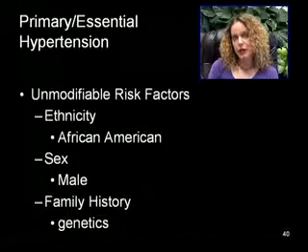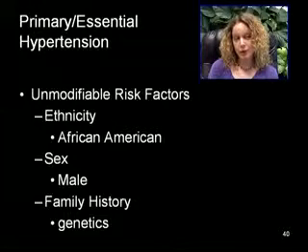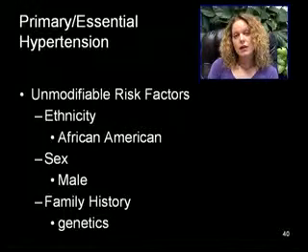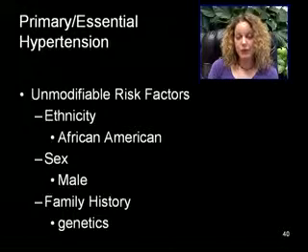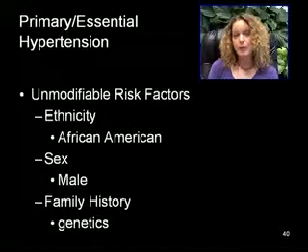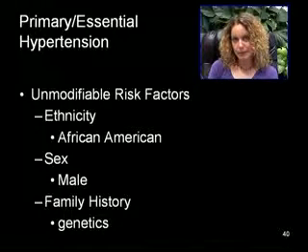Unmodifiable risk factors are things that cannot be changed. Ethnicity is an example. African Americans have a high rate of hypertension. Sex: males have a tendency to have hypertension more than females. And family history. Sometimes genetics plays a role in having hypertension.